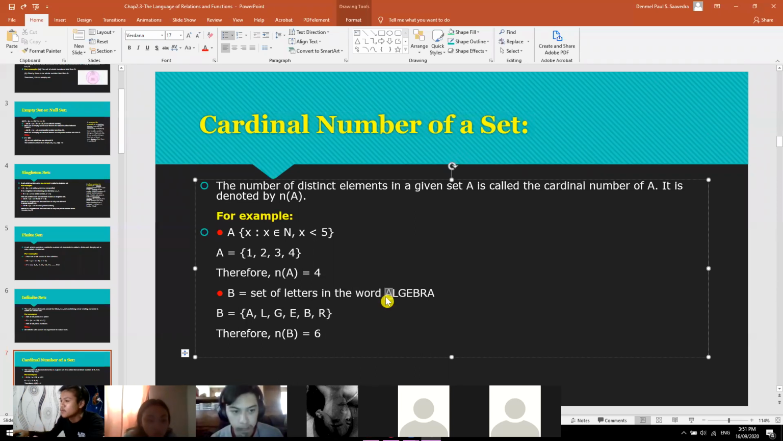Dapat sa set, walang maulit. That is why on this one, 6 letters lang meron tayo instead of 7. Okay? So again, cardinal is the count of elements inside of that set.